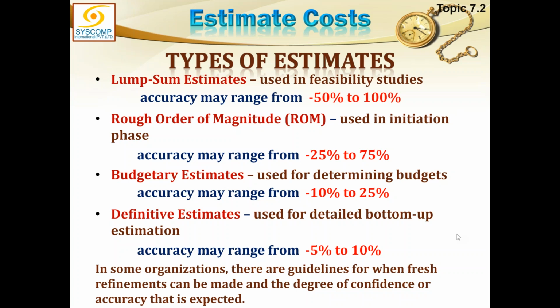The first case is -50 to 100. So let's say you have estimated 100,000. Then 100% means it can go up to 200,000, exactly. And minus 50% means 50,000. So if somebody has given you an estimate of 100,000, you can expect that this project will actually range between 50,000 and 200,000. Are you all with me on that?